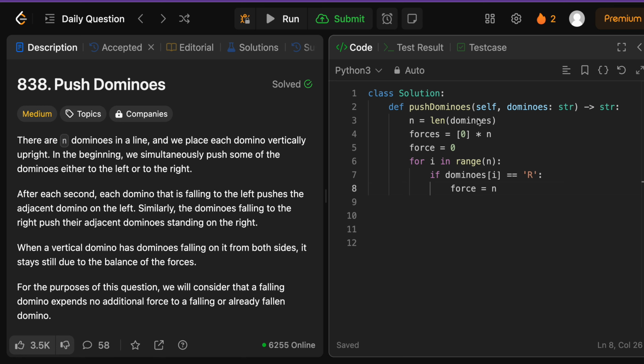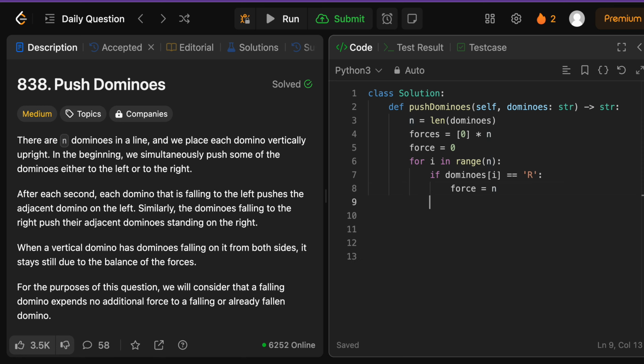So to reiterate, whenever we see an R for the current domino, we have to apply the maximum force. And to do that, we just set it to n, where n is the length of our input array dominoes, the total number of dominoes that we have. Why do we set it to n? Because that guarantees that the force is enough to reach any domino unless it's blocked. How do we know it's blocked? Well, if we see an L.